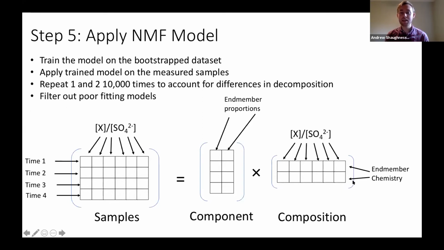And then at the end of the day, this is kind of what we end up with. We start with our samples, which are going to be these element ratios in the columns, time points in the rows. We're going to decompose it into two matrices: proportions, with time periods in each row and proportions in each column, times this end member composition matrix, which is going to be element ratios in each column, and then the end member itself in each of the rows.